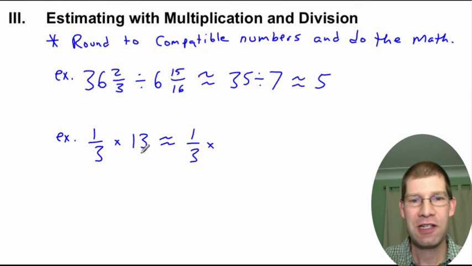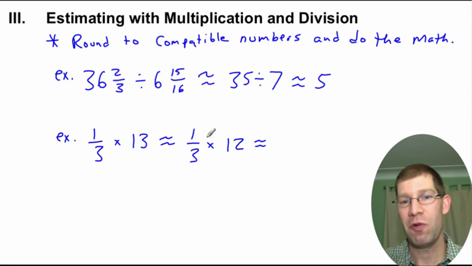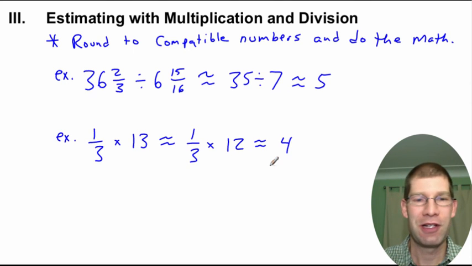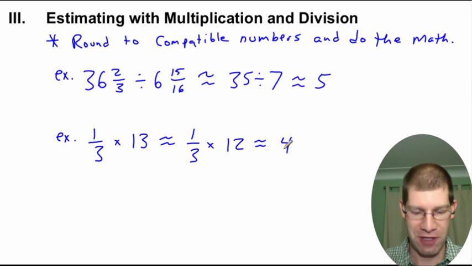But now 13 is close to what number that I could pretty easily work with in my head? And you think, well, what number is divisible by 3? That's going to be 12, which is pretty close to 13. So I essentially have 12 times 1/3, or 12 divided by 3, or 1/3 of 12. Anyways, you end up with your answer being 4, which is really close to the actual answer. The actual answer would end up being 4 1/3. But 4 is real close to that.